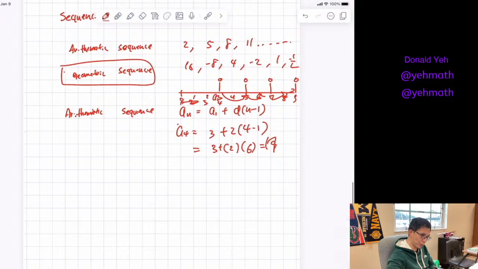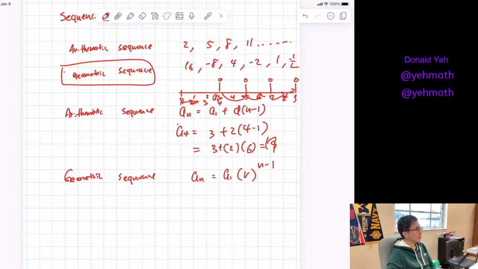Now the geometric formula is this. Was it, I'm going to guess, a_1 over 1 minus r? No. It's going to be a_n equals a_1 times r to the n minus 1. This is geometric, which you learn in Algebra 2.